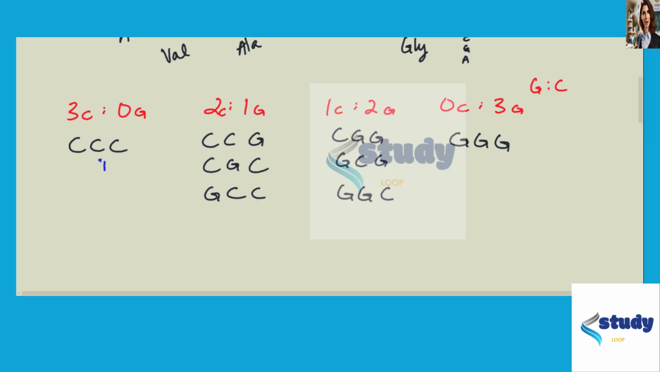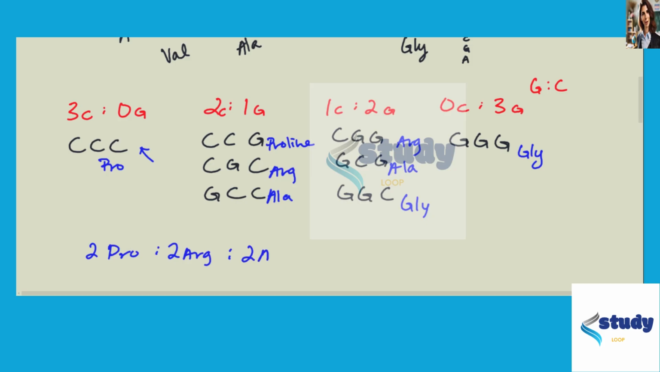And you should get proline for the CCC, which I demonstrated above. You should also get proline here. You should get arginine, alanine, arginine, alanine, glycine, and glycine. And then you can just total these up to get a ratio. So we'll have 2 proline to 2 arginine to 2 alanine to 2 glycine. That can be coded for in this scenario.